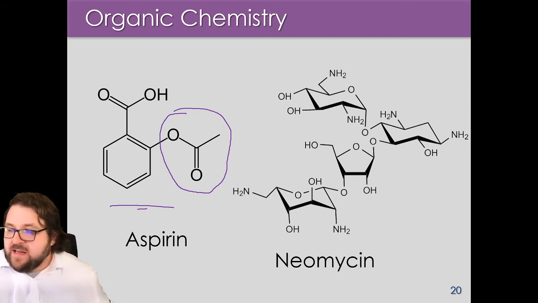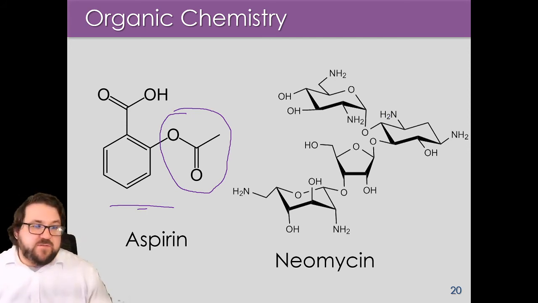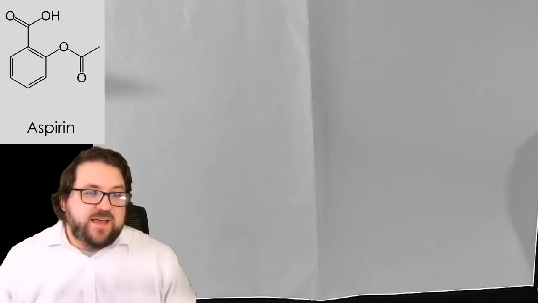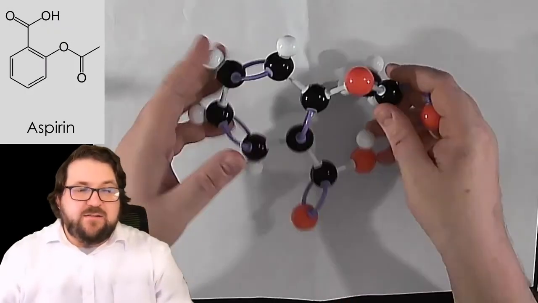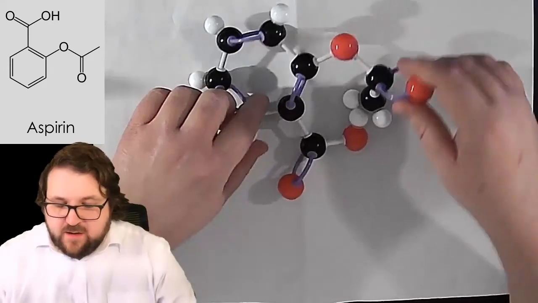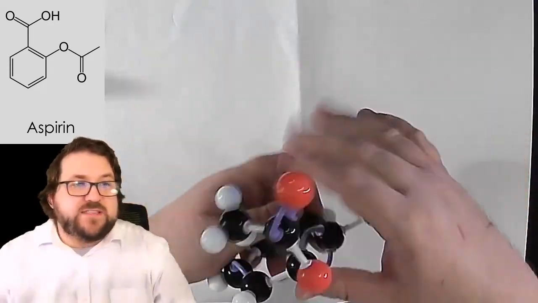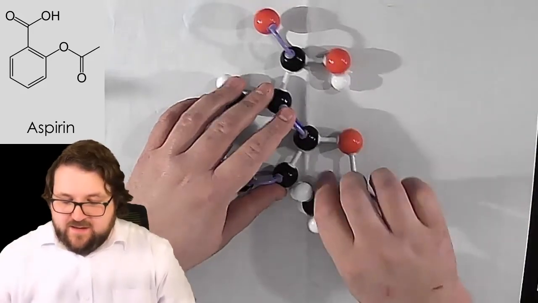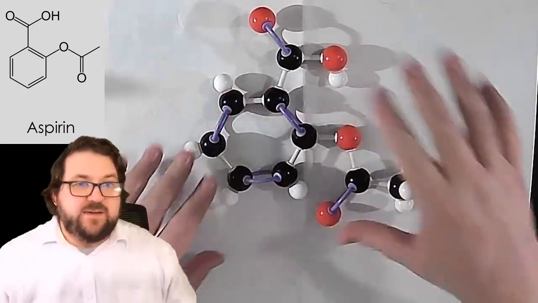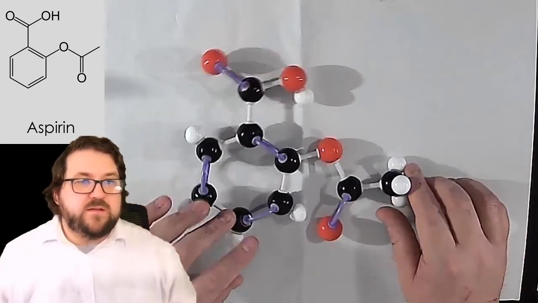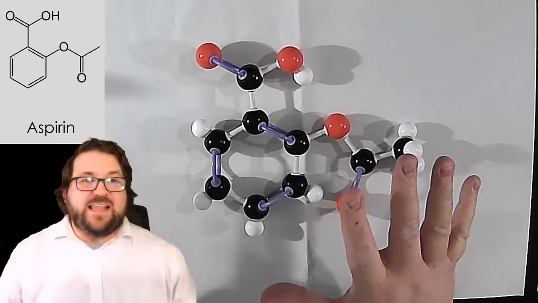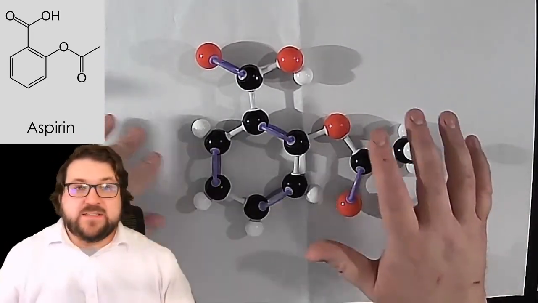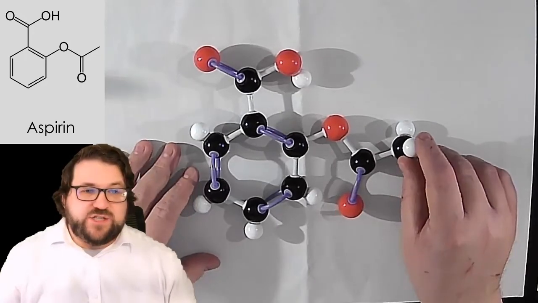So let's have a quick look at aspirin's actual physical structure and see what it looks like. So here I've got the structure of aspirin. What I'm going to do is put it in the same orientation as we have it on the slide up there. So that's like that. There we go. Perfect. So that is exactly what we have in the skeletal structure shape up there.